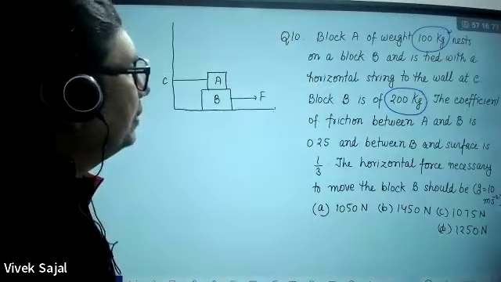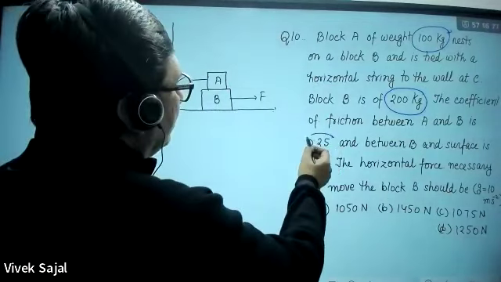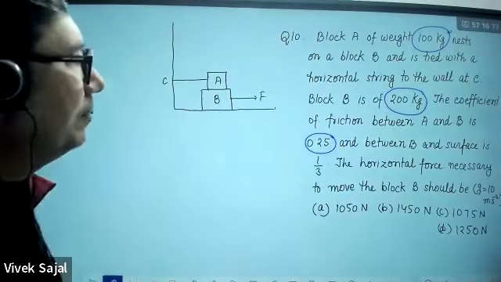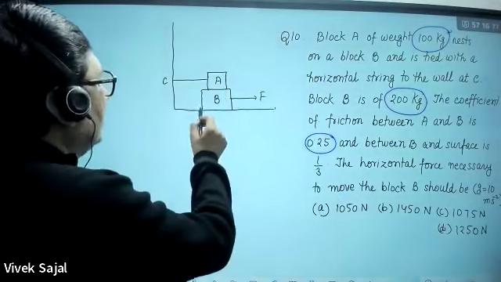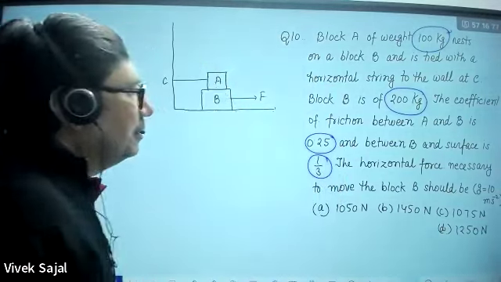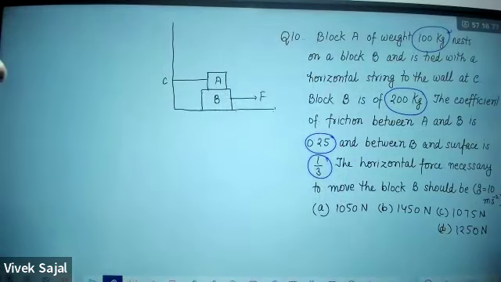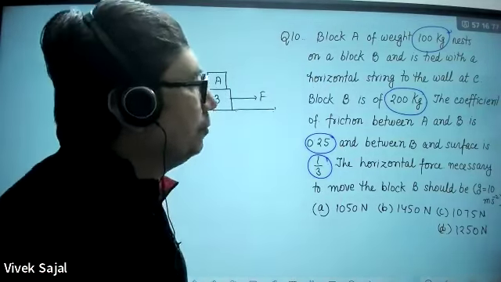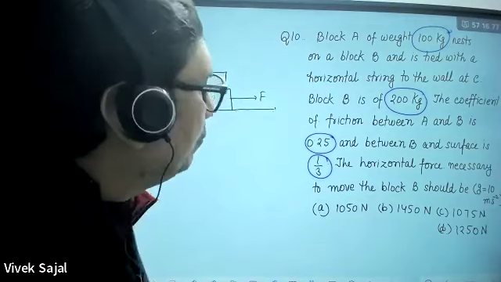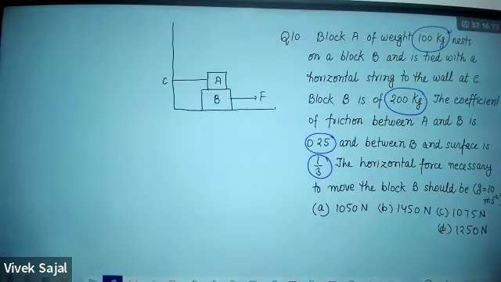The coefficient of friction between A and B, ठीक है ना? Between A and B at this level, this is 0.25, and between B and the surface, that is 1 by 3. The horizontal force necessary to move the block B should be, कितना होना चाहिए? What should be the minimum force F so that B will start moving?